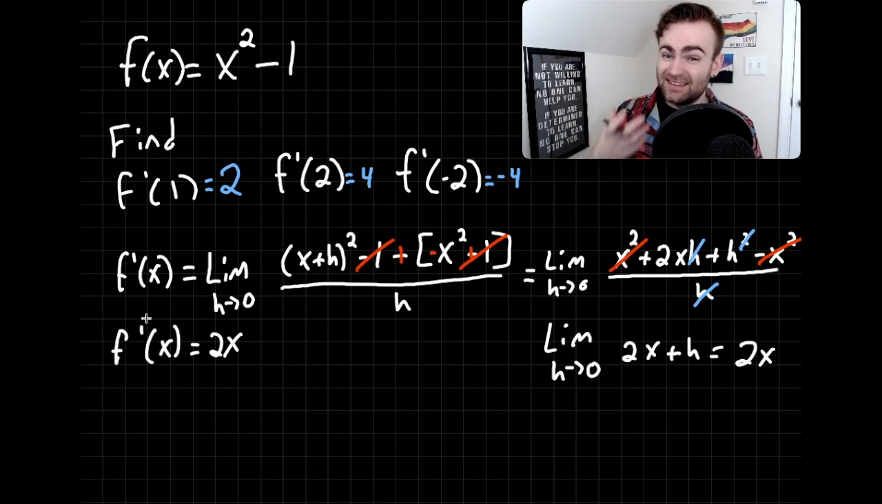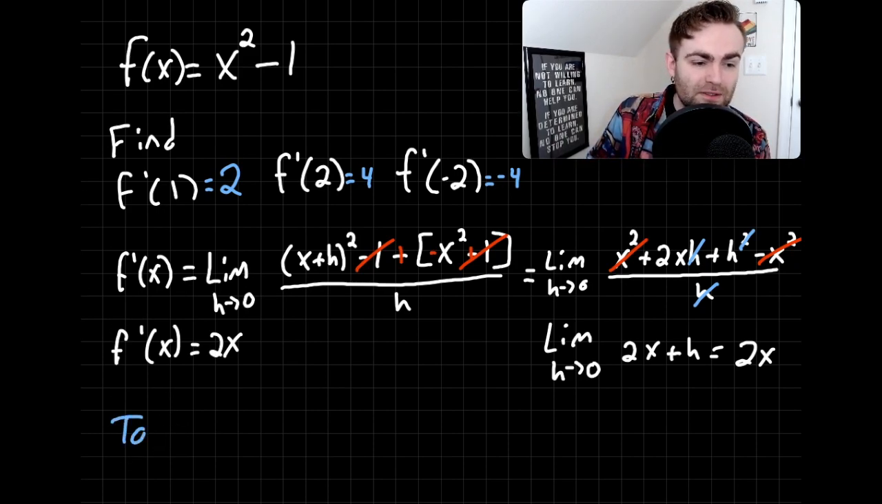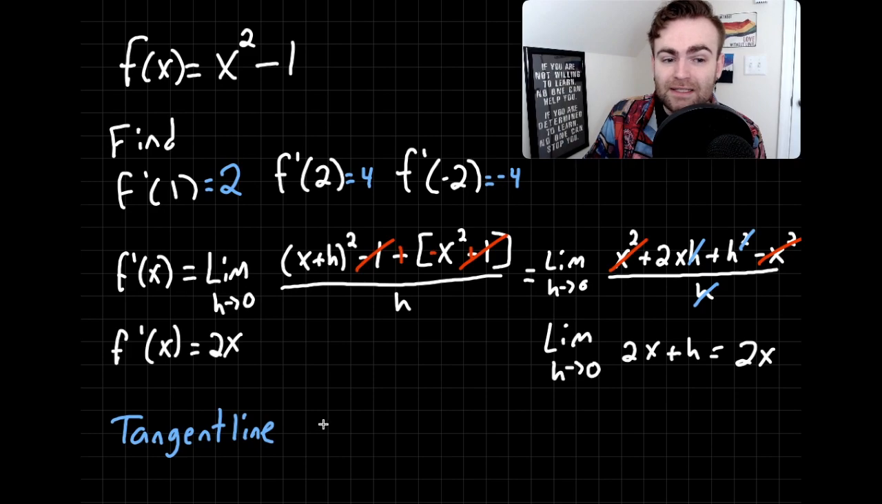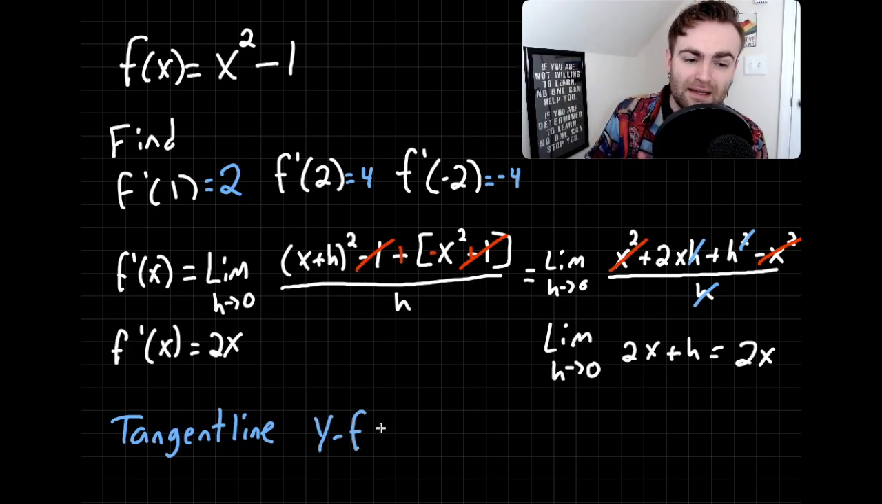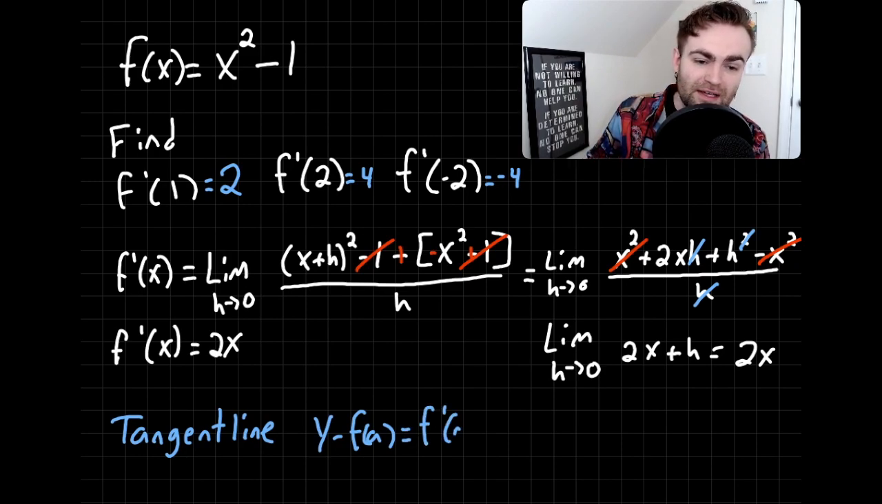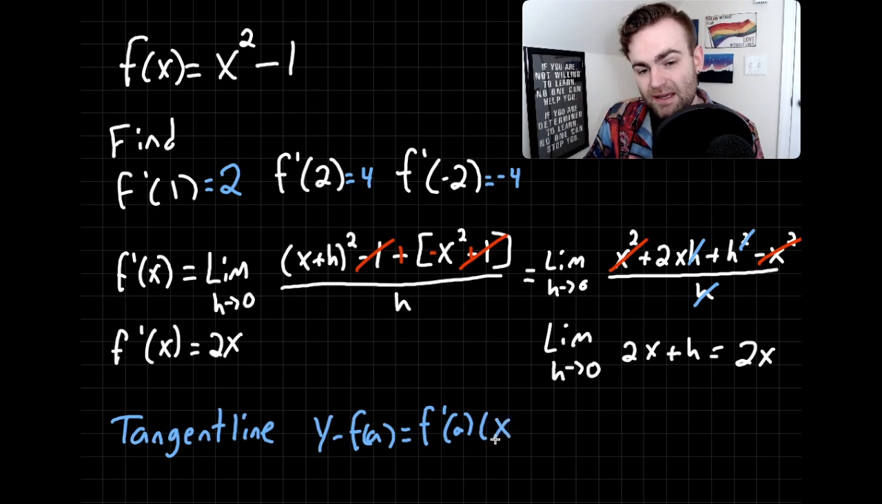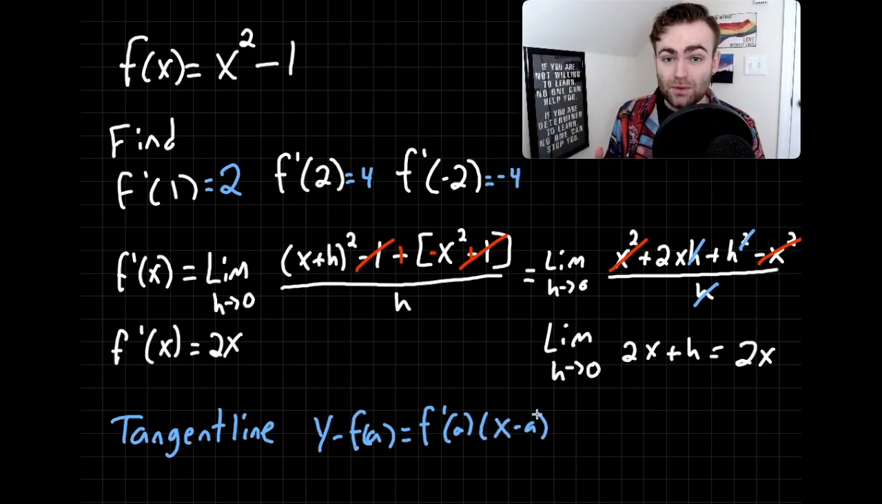Why do we find derivatives? Well, you're going to get asked a lot in calculus to find the equation of a tangent line. We talked about tangent lines before, right? Tangent line, its slope is the instantaneous rate of change. That's how it only touches the function once at that given spot. So your tangent line is defined as y minus f of a equals f prime of a times x minus a. And a could be any x value we want.